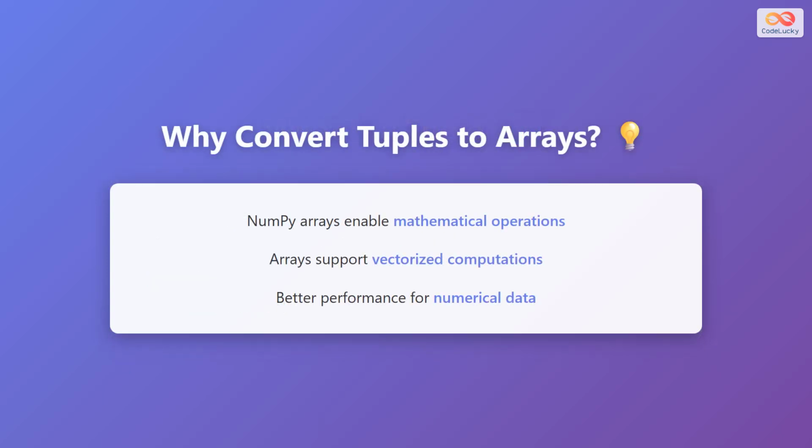You might wonder why we need to convert tuples to NumPy arrays. There are three main reasons. First, NumPy arrays enable mathematical operations like addition, subtraction, and multiplication on entire arrays at once. Second, arrays support vectorized computations, which means operations are performed much faster than regular Python loops. Third, arrays provide better performance when working with numerical data, making them ideal for data analysis and scientific computing.